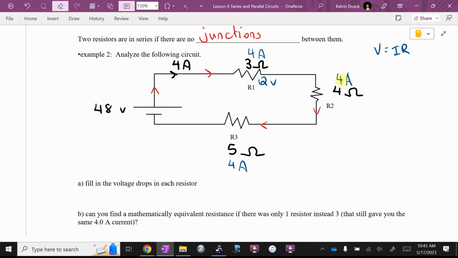Okay. How many volts will I lose going through this right here? I times R. 4 times 4. There you go. What about the bottom? I can do the bottom in two ways. I could go 4 times 5, or I could have gone 48 minus 12 minus 16. That leaves 20. So the fact that I got the same answer both ways tells me I probably did this correct. 20 volts. Okay. So find the voltage drops in each resistor. Did we accomplish part A, Victor?